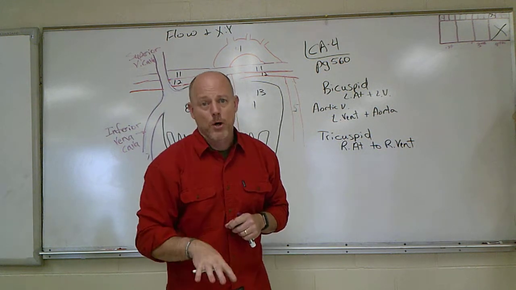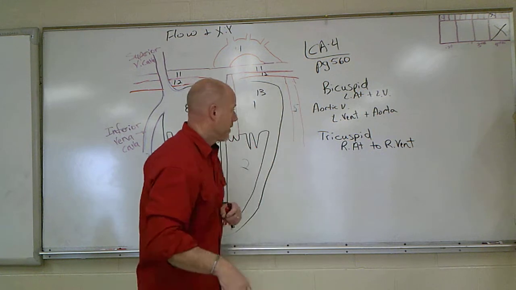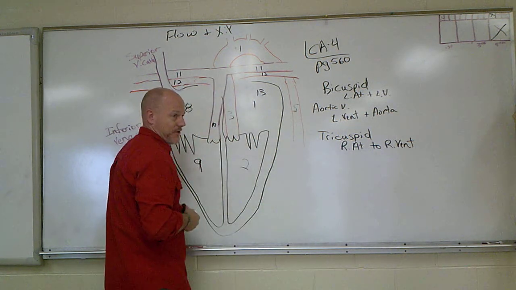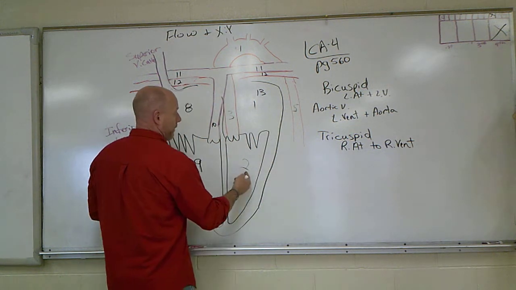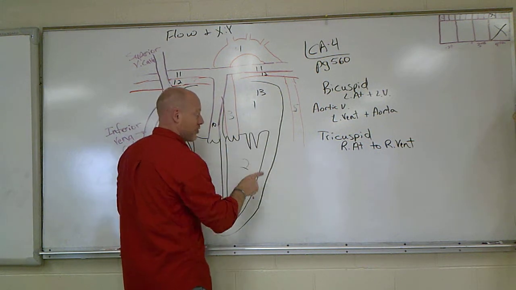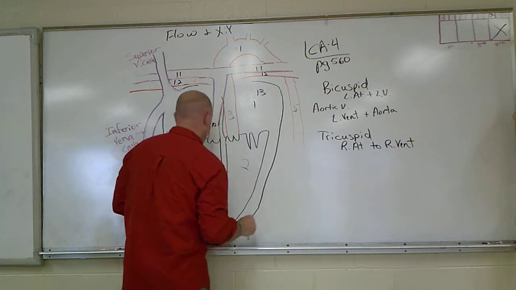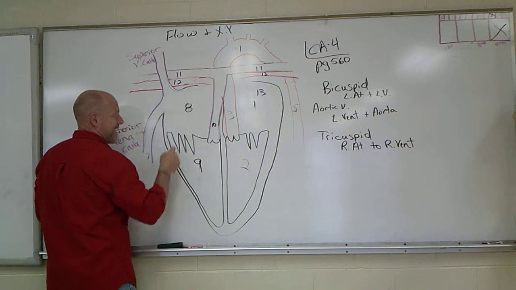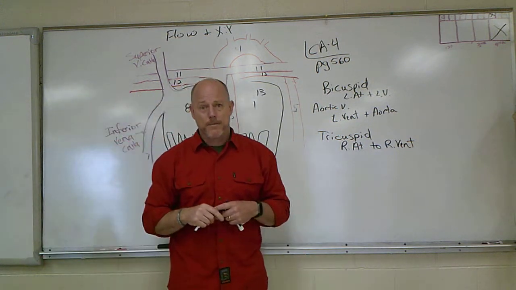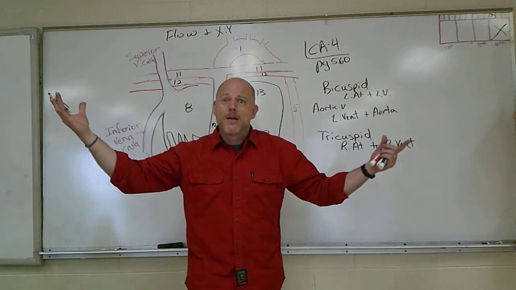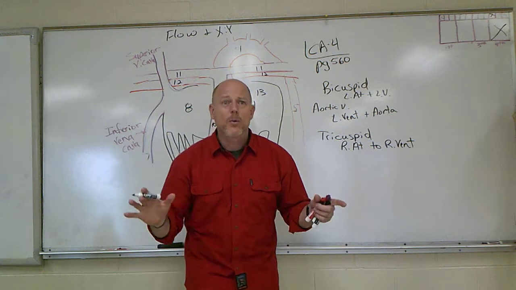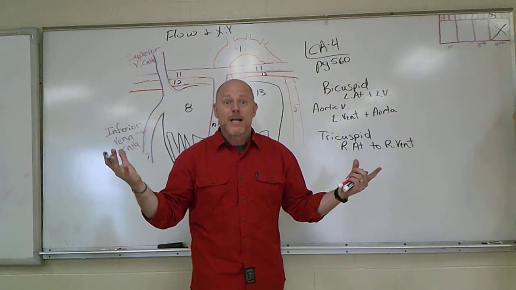Now, this is for normal blood, normal, all right? There are things called heart murmurs. In heart murmurs, blood is going to flow from 2 to 1, the wrong direction, because the valve is not shutting properly, or from 9 to 8. That would be a murmur. I was diagnosed with a murmur when I was 12. My doc said, don't worry about it, you're going to grow out of it. I grew out of it.